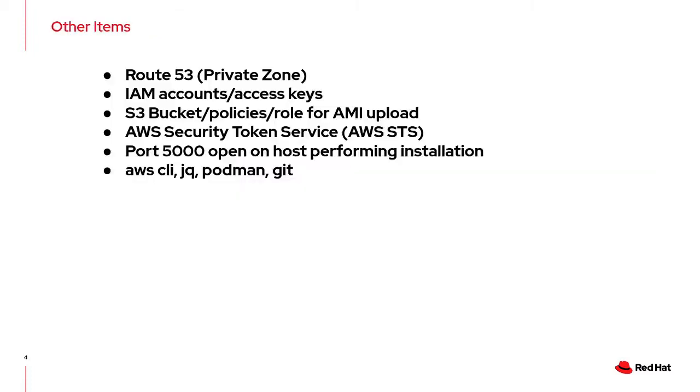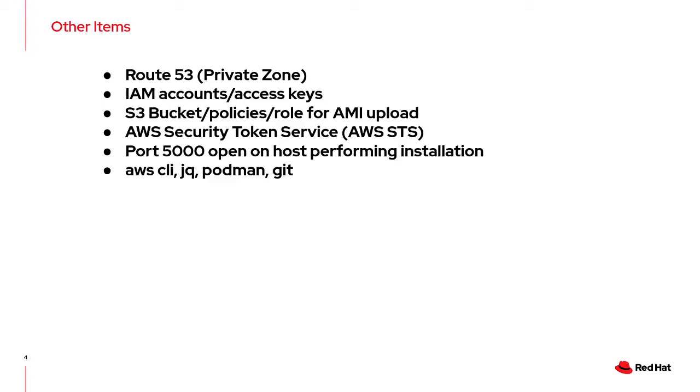For this demonstration, I will be utilizing the Route 53 DNS service to provide a private zone used during cluster creation. I will be using an AWS account that has permission to manually create the required service accounts and access keys for the OpenShift cluster. And since I'm deploying into an AWS government region for this video, I will also need to upload a Red Hat CoreOS AMI for the cluster nodes to use.